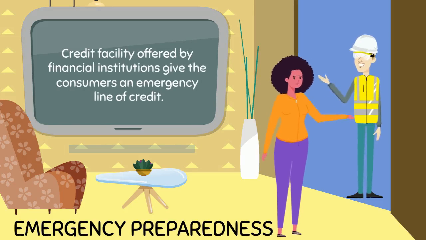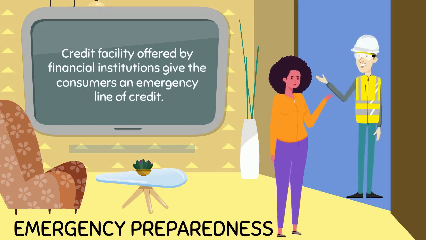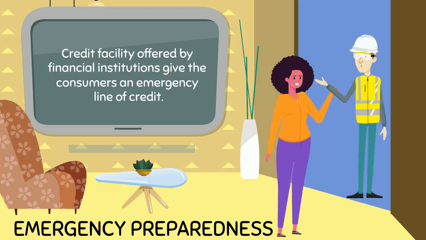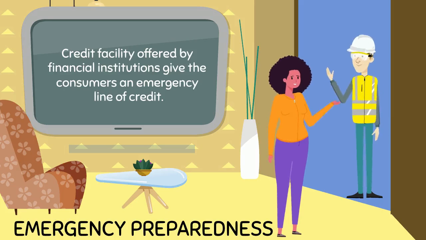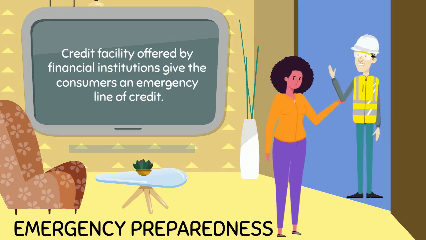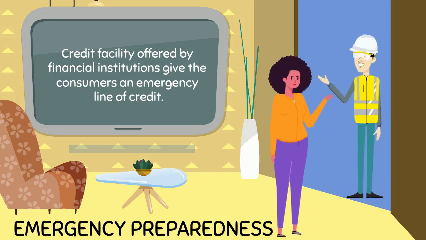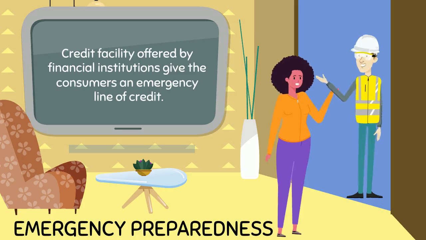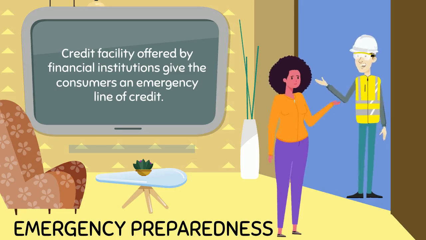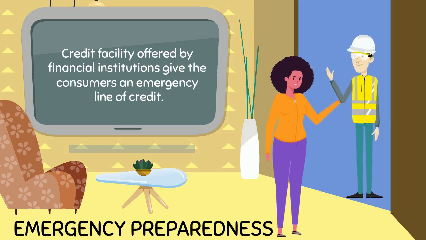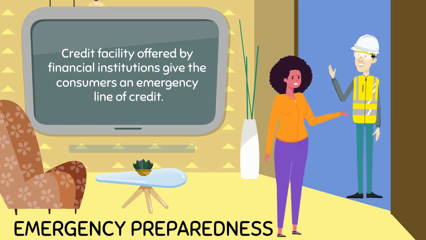Credit facilities offered by financial institutions give consumers an emergency line of credit. It becomes a financial safety net when consumers do not have enough money to cover unexpected costs that arise. For example, if someone's house needs roof repairs, he or she has access to credit which allows them to pay the contractor immediately. Without credit, the roof repair will be delayed, which might cause even more damage to the house.